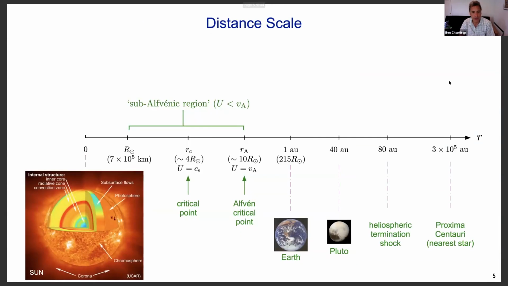This slide here shows you the distance scale for this system. So lowercase r is the heliocentric distance. And here, can you see my cursor, by the way?